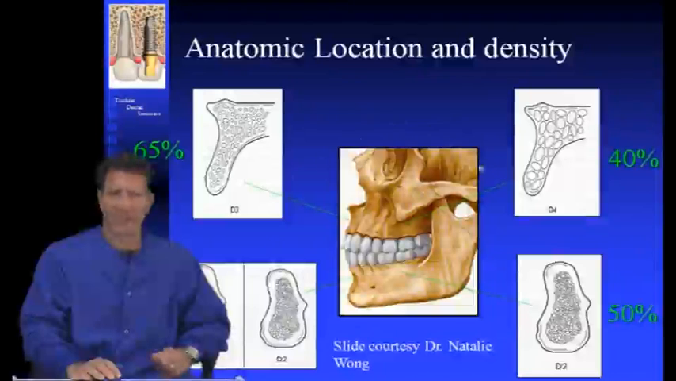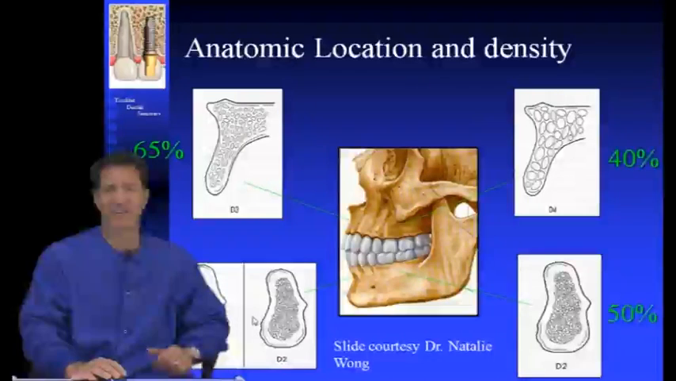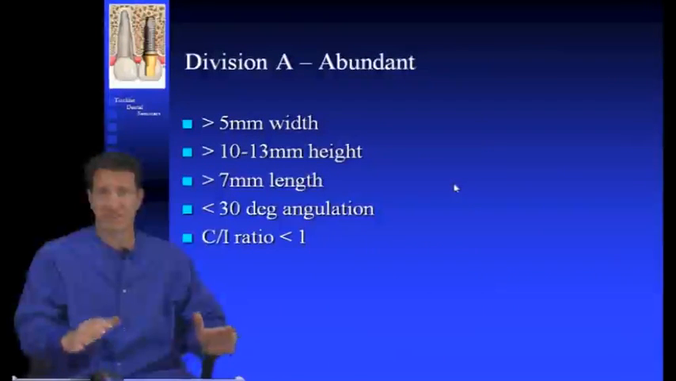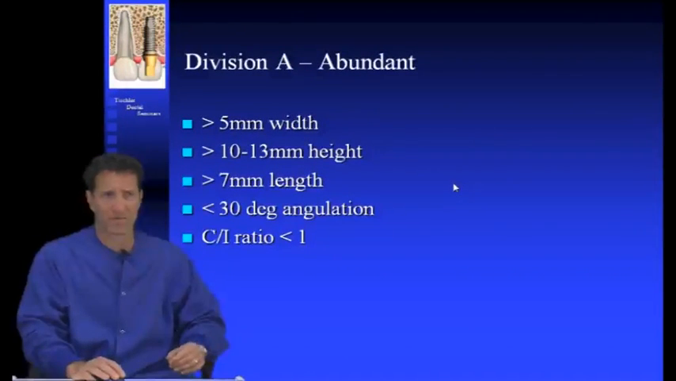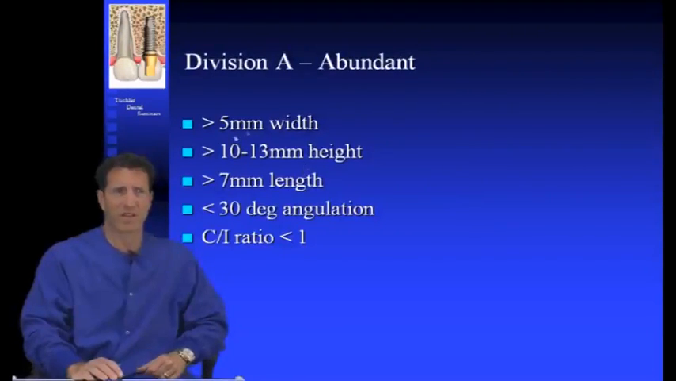In a Division A ridge, which is the Misch classification, you have abundant bone. You have bone that is greater than 5 millimeters in width. It's greater than 10 to 13 millimeters in height. There's 7 millimeters of bone available in length, there's not a lot of angulation, and there's a good crown to implant ratio. So that's abundant bone, and that's what you want to see.